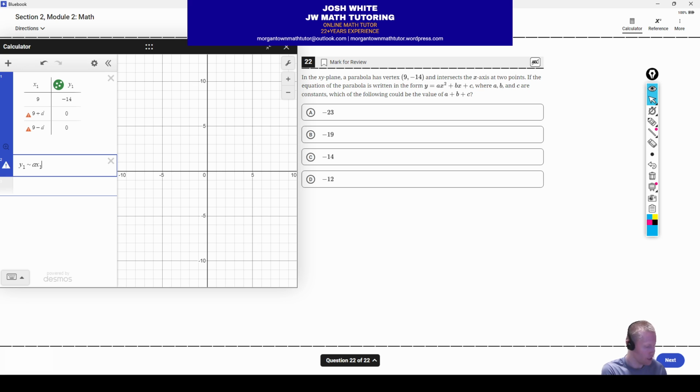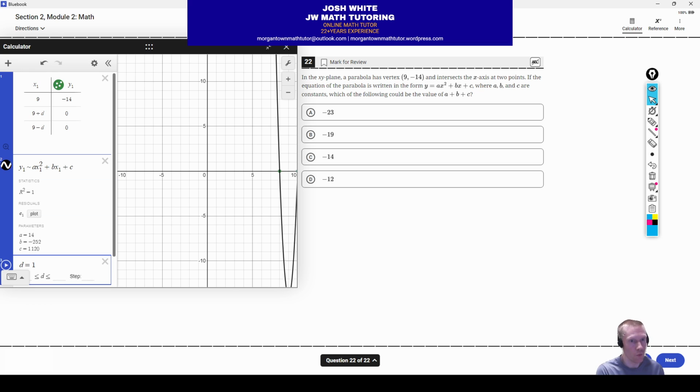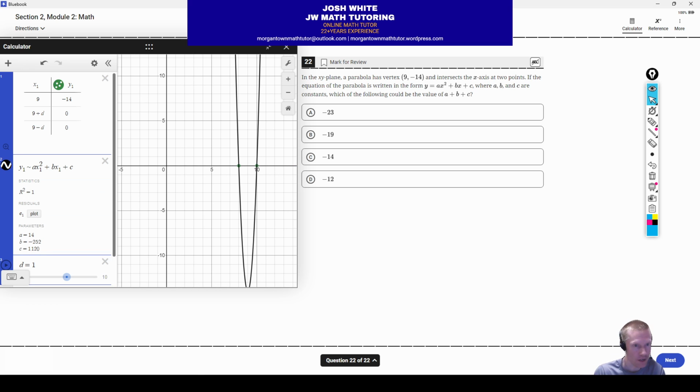All right, so now I'm going to do a linear regression. Now, notice so far nothing's happened. I don't have a graph. So what I have to do though is I'm basically going to add a slider for the d value. So let's just say d is equal to 1. Okay, so now I've got a graph.